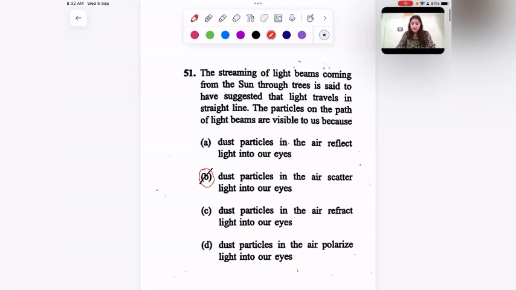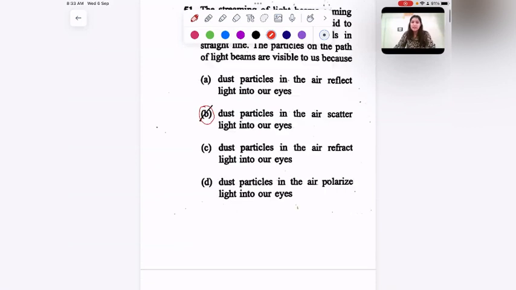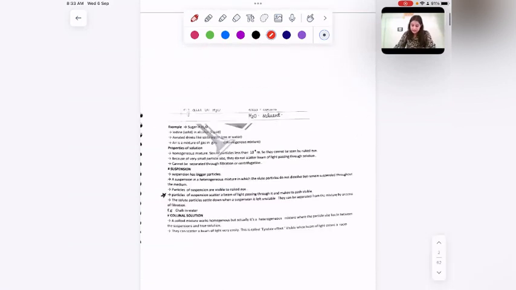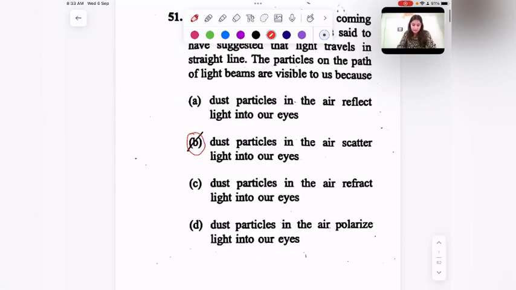The streaming of light beams coming from the sun through the trees is said to have suggested that light travels in a straight line. The particles, they scatter light. So here it is written that particles of suspension, dust particles, they are of that size. They scatter light. So option B is the answer.